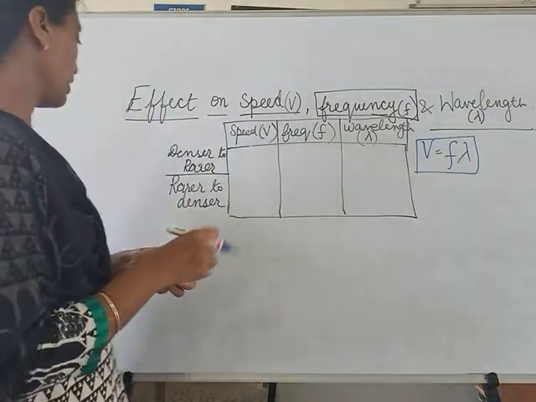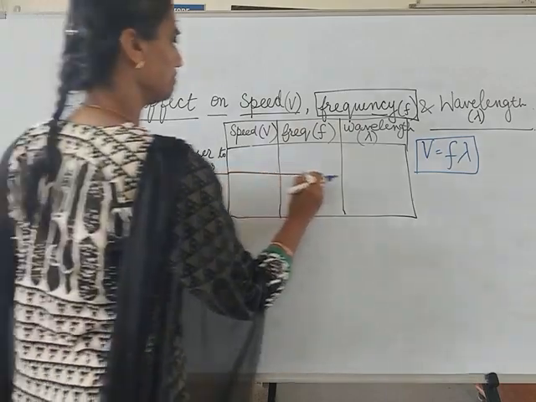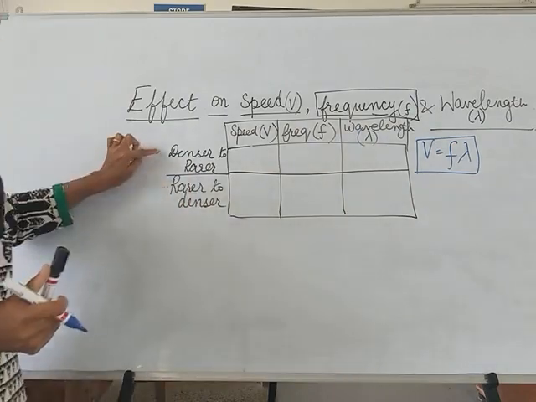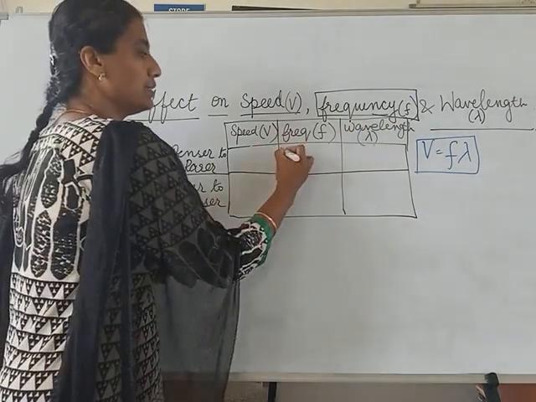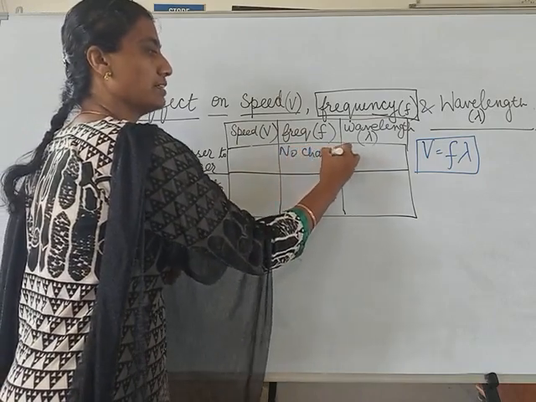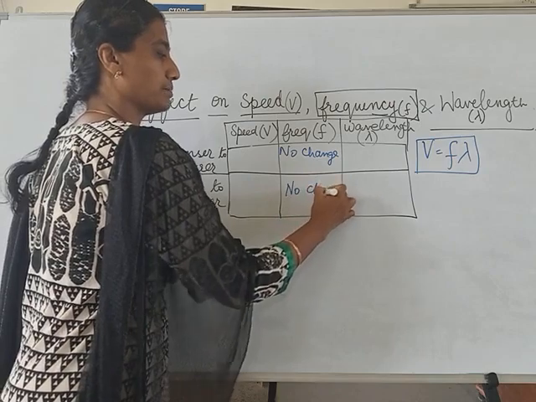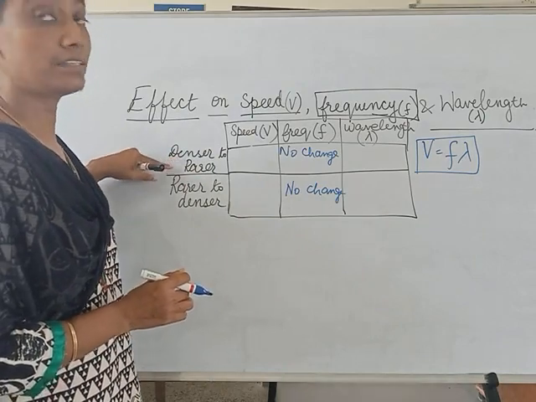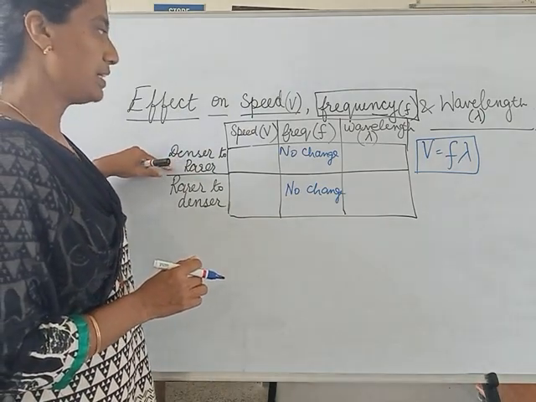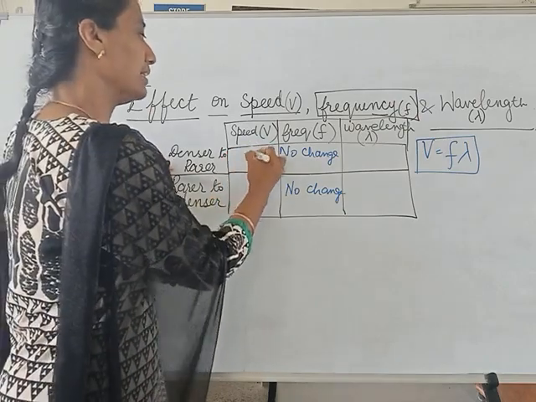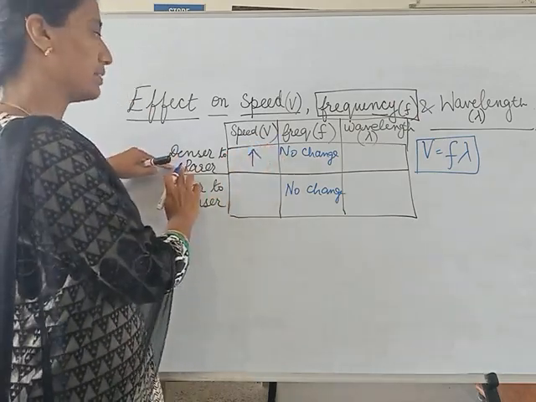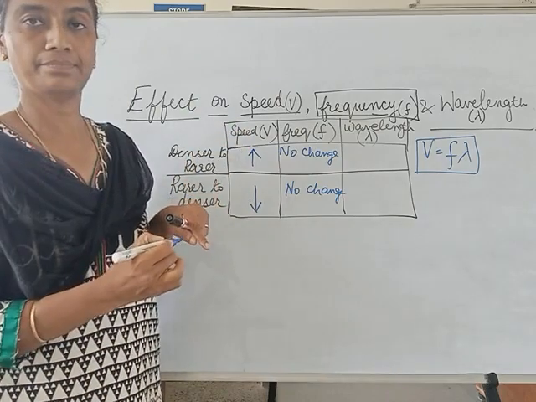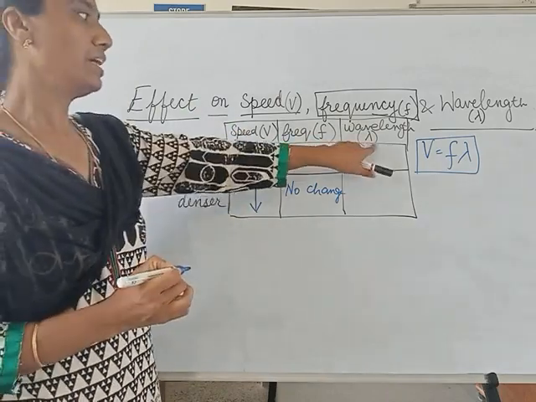Now coming to this one. Whether the light travels from denser to rarer or rarer to denser, frequency: no change. Frequency will not change. Is it clear? Now, when it travels from denser to rarer, will the speed increase or decrease? Speed will increase. Denser medium to rarer medium, speed will increase. Rarer to denser, speed will decrease. Now we have to see about lambda.